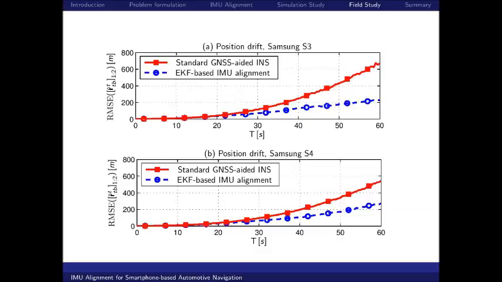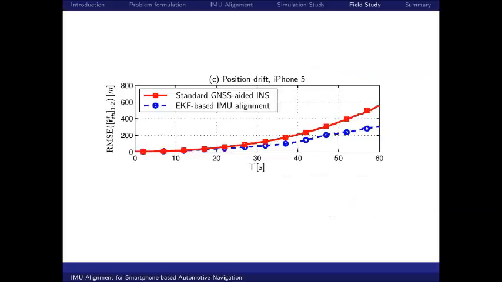As has been shown in previous papers, pseudo measurements of velocity will reduce the position drift during GNSS outages. Here we see that this also is the case, even if we do not know the exact relation between the smartphones and the vehicle's coordinate frames. Typically, we will after a GNSS outage of 1 minute have a position drift in the order of 250 meters.